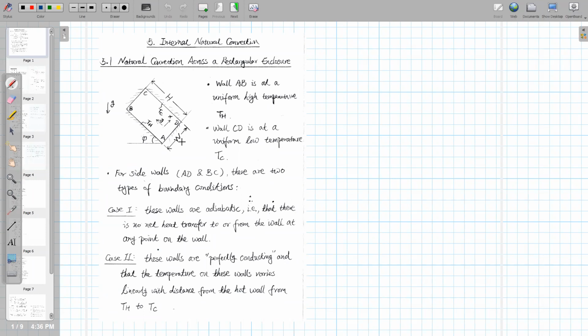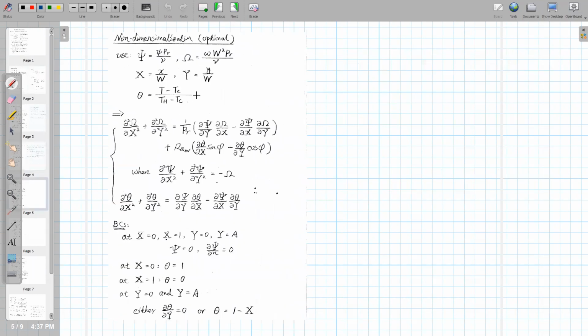So that's the reason we consider W as the characteristic length scale for this problem, not H, because W is the distance between these two walls with this temperature difference. And we know that this temperature difference will drive the fluid due to natural convection. That's why W is more important than H, and W will be considered the characteristic length. In this non-dimensionalization we're using W, and even for the omega here, we're using W.